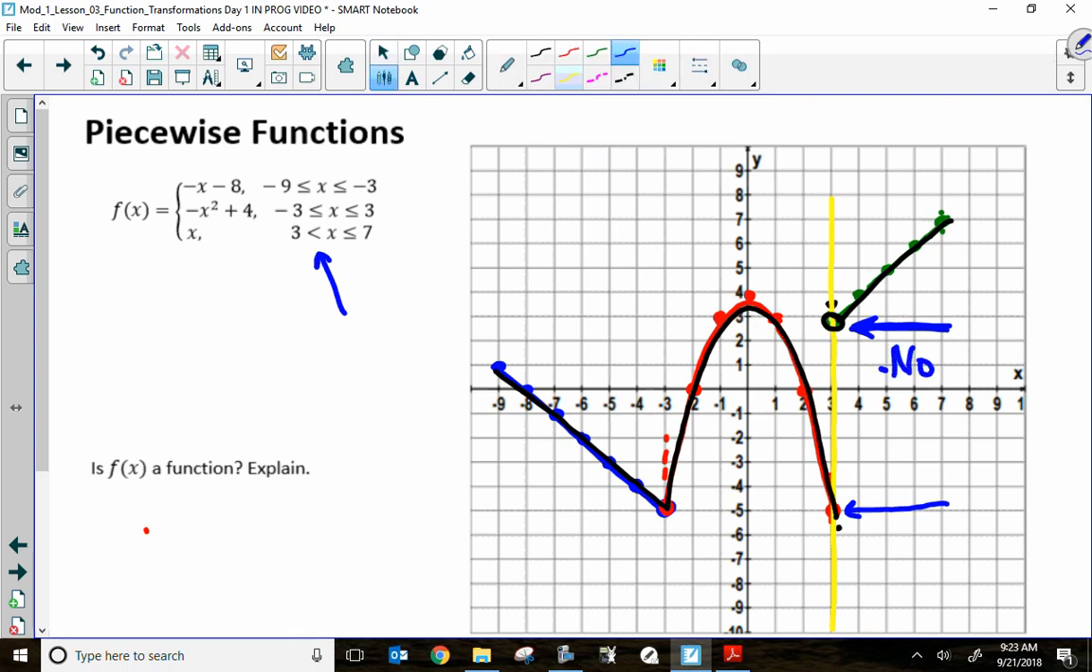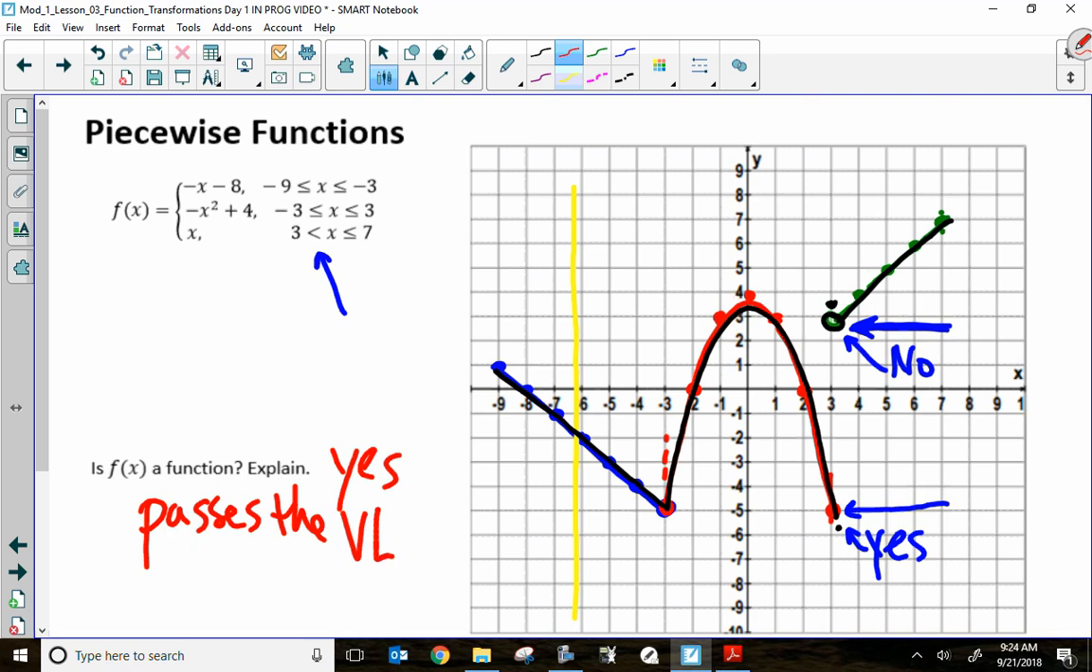No, it does not touch here. That's a hole. Yes, it does touch here because that is an actual coordinate point. It is not a hole. So as I move off 3, boom, yeah, I'm not touching down here where it used to be red anymore. I'm touching green. That is indeed a function. It is a function, yes. How come? Explain. It passes the vertical line test.